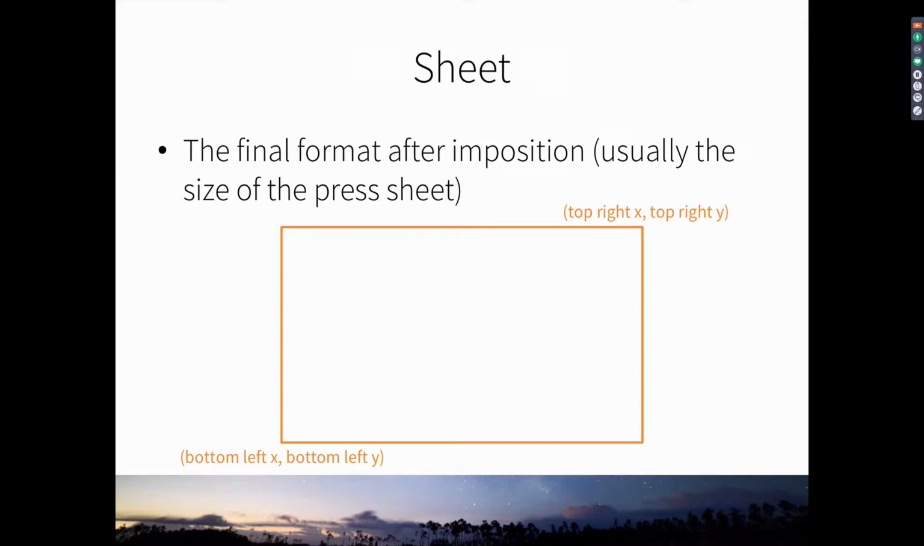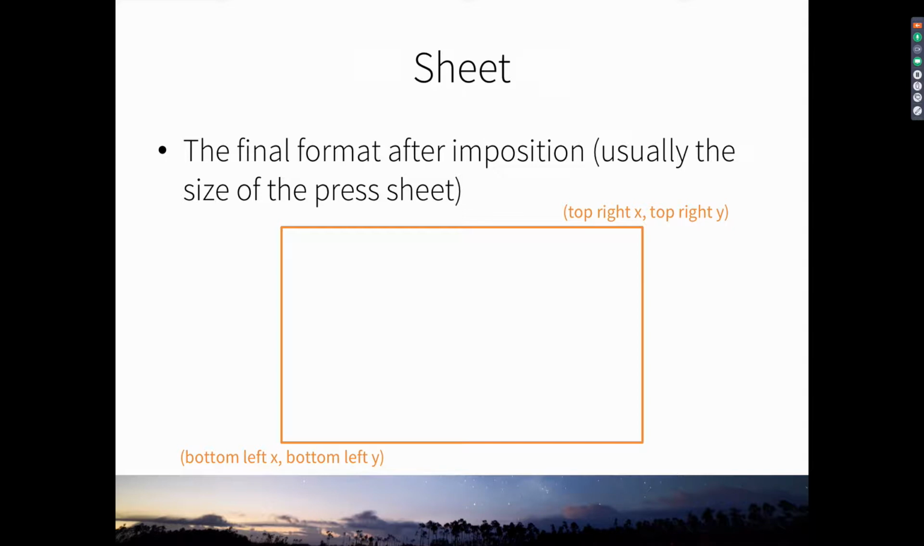And that can be anything depending on the size of the press and the size of the paper that you're using, of course. In the imposition engine inside of pdfToolbox, a sheet is defined by two pairs of numbers, bottom left X and Y, and then the top right X and Y. So typically the bottom left X and Y will be 0. So the first two numbers will be 0, 0. And then the other two numbers in that case are the width of the sheet and the height of the sheet.